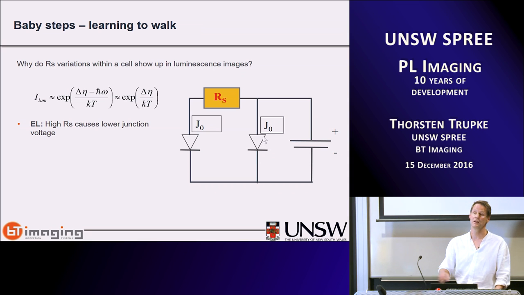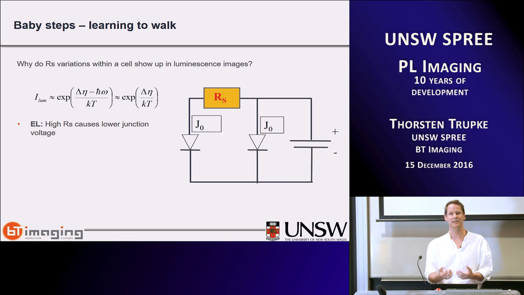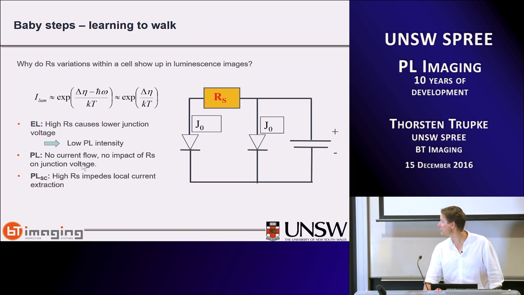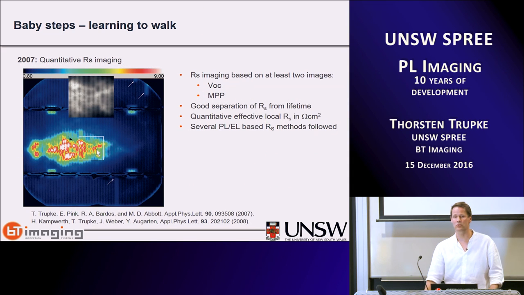And if you now do the same thing in reverse, illuminating the cell and extracting current, then you basically can't extract the current from this part of the cell so efficiently, which means it remains at a higher voltage, and therefore the luminescence intensity in this area is higher. So this explains qualitatively why these features occur. And of course, we then proceeded to develop these qualitative observations into a quantitative series resistance imaging method.